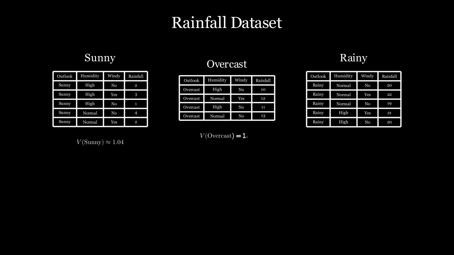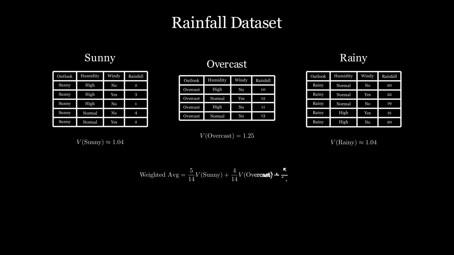For overcast, there are 4 samples with rainfall values 10, 12, 11, 13. The mean is 11.5, and the variance is 1.25. For rainy, there are 5 samples with rainfall values 20, 22, 19, 21, 20. The mean is 20.4, and the variance is approximately 1.04.